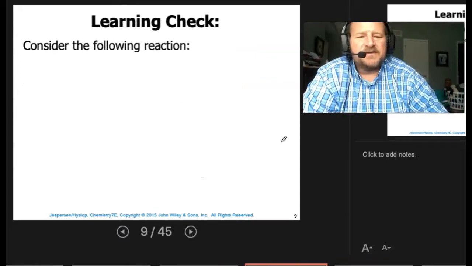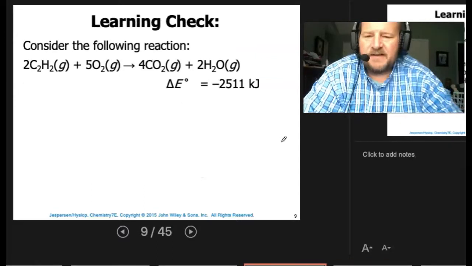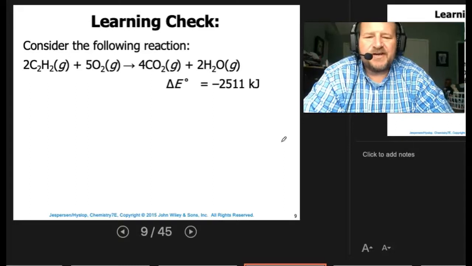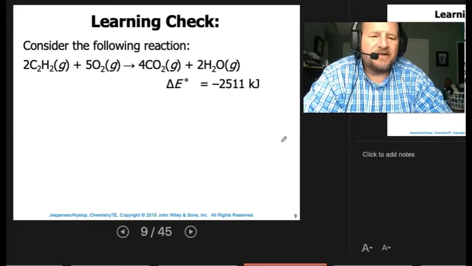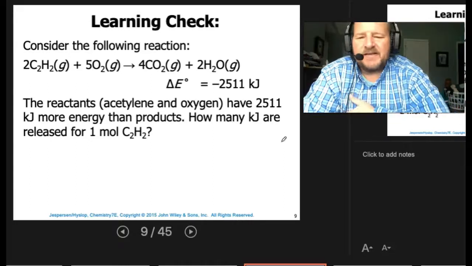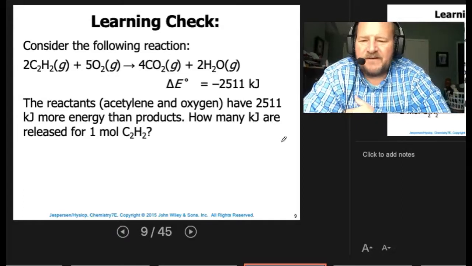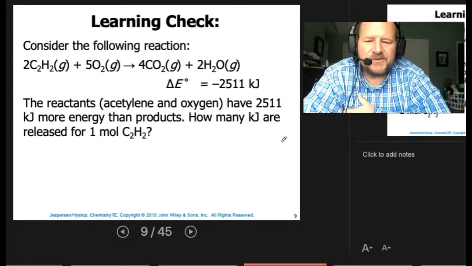All right, so let's consider acetylene. I'm going to burn our torches here. That's going to give us negative 2511 kilojoules. The reactants, acetylene and oxygen, have 2511 kilojoules more energy than the products. How many kilojoules are released for 1 mole of C2H2? So again, hit pause here, you maybe jot down some notes.